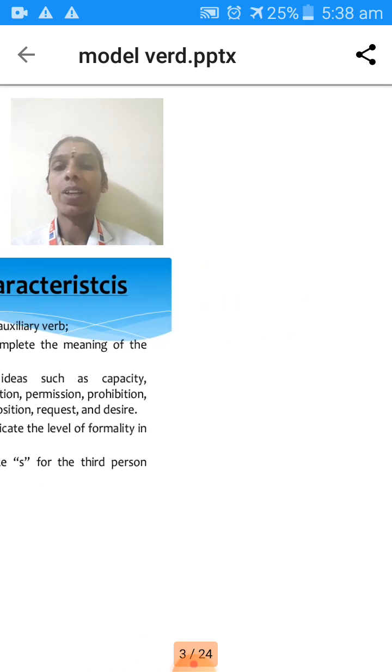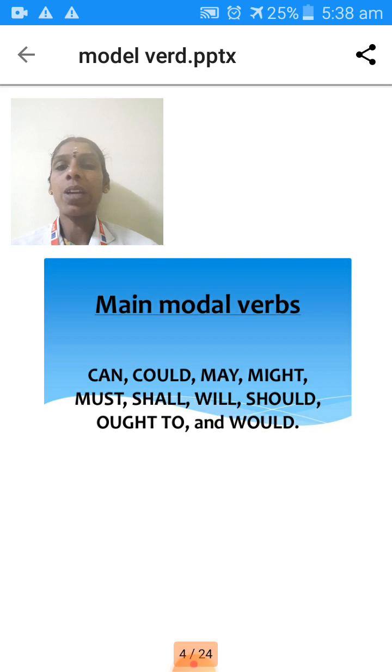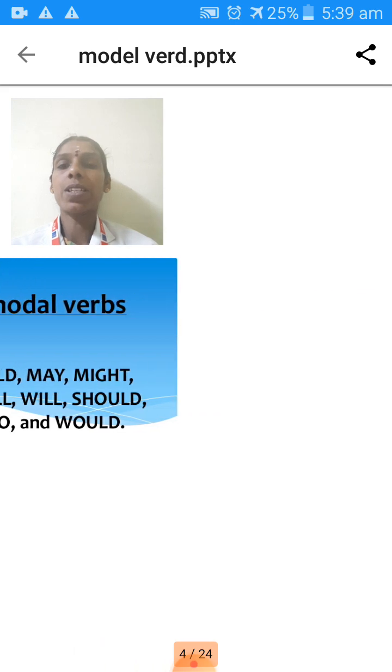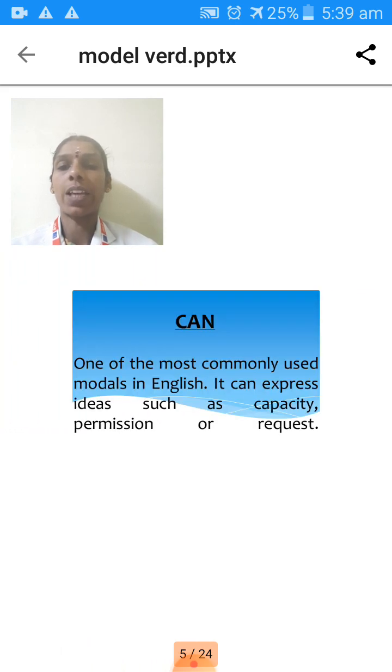Okay, next one, main modal verbs. The main modal verbs are can, could, may, might, must, shall, will, should, ought to, and would. These are the main modal verbs. Let me discuss one by one, where you are using can.